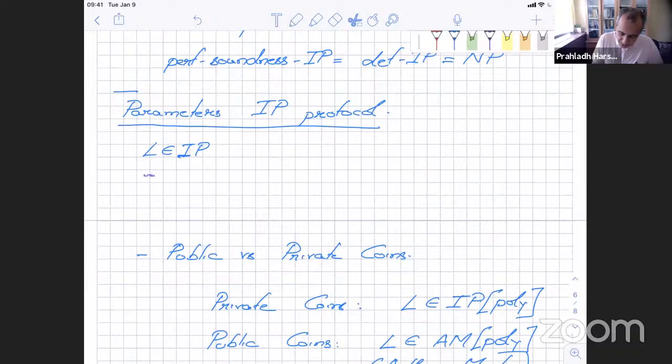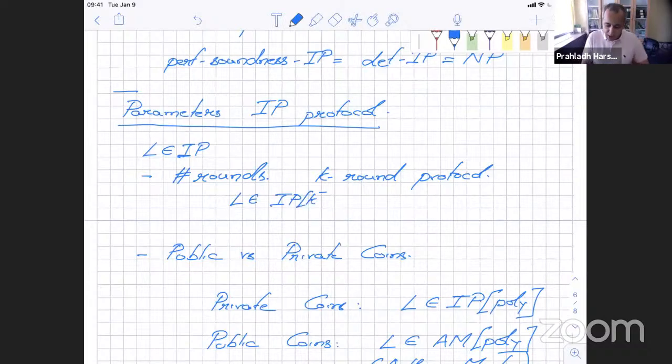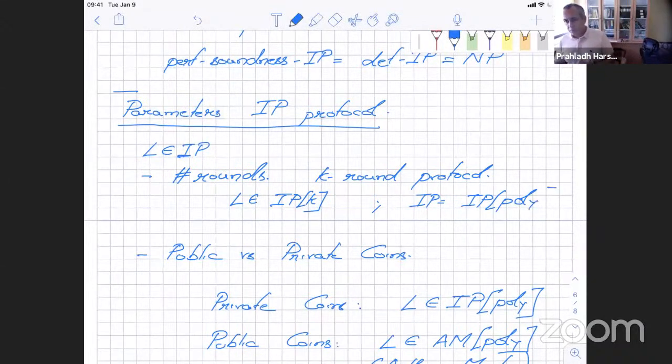Usually you also put the number of rounds. So if it's a K round protocol, you say L is in IP to the K. And IP is basically IP to the poly. You allow polynomially many rounds of protocol because the transcript can be polynomially long. Okay.